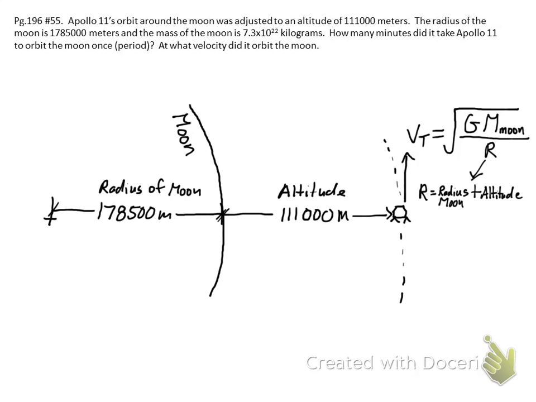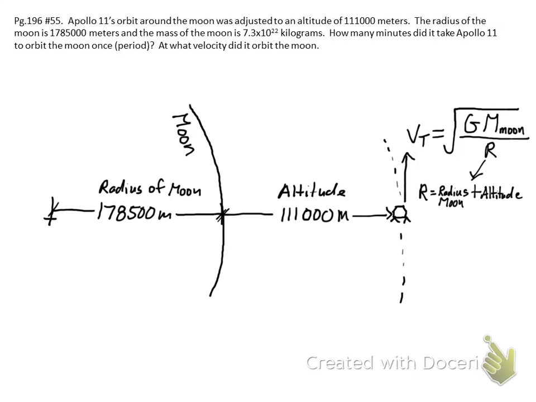Again, what we have to be careful of is what we call D. D is going to be our radius of orbit. That's center to center. So I have to compensate for the radius of the moon plus the altitude in meters. So that gives us tangential velocity.